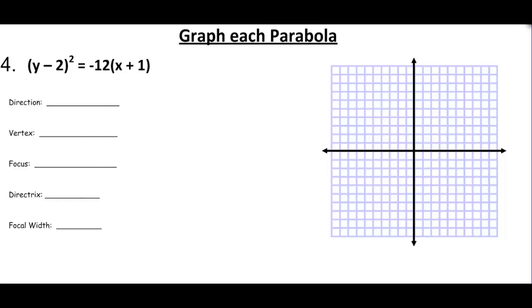And let's look at one last one. Here, I can already tell that it's in standard form. It's going to be left or right because the y is squared. This is negative, so it's going to go left.